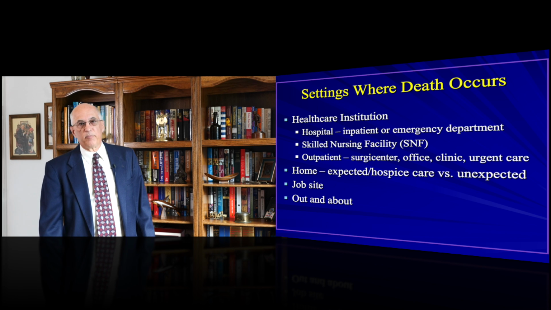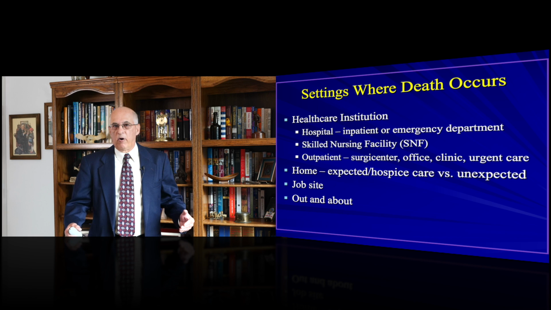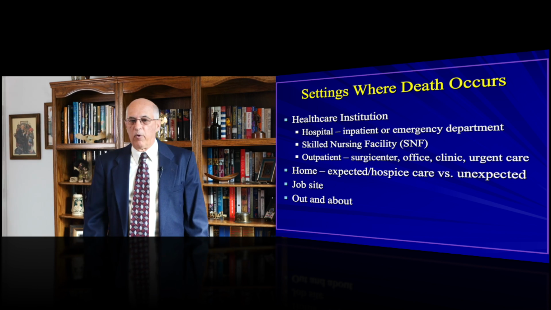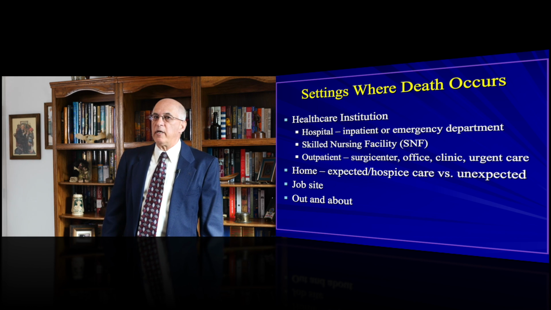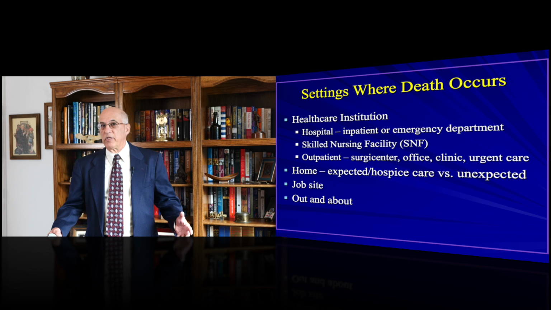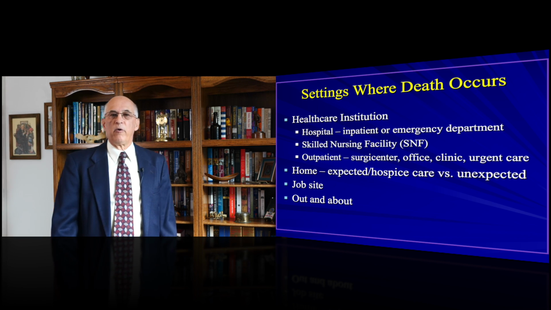Now, this can be an expected death, someone on hospice care, or even if they're not on hospice care, someone, let's say, with advanced cancer, and the death is expected and they want to die at home. Or it can be an unexpected death where someone suddenly collapses, or in some cases where someone is found expired in their home. It can occur on a job site.